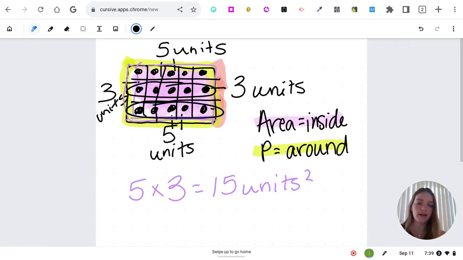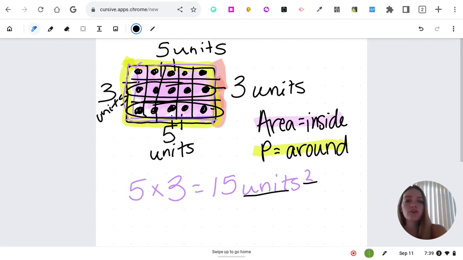And when you do area, you are finding square units inside of this shape. So that's why it's units squared. And you can either write out square units or units with the 2 at the top like that, and that means squared. So now I found that my area is 15 square units.